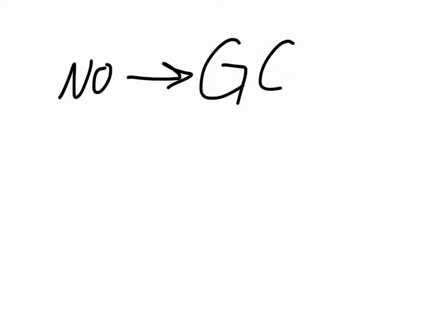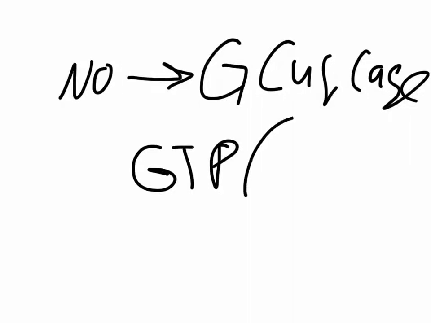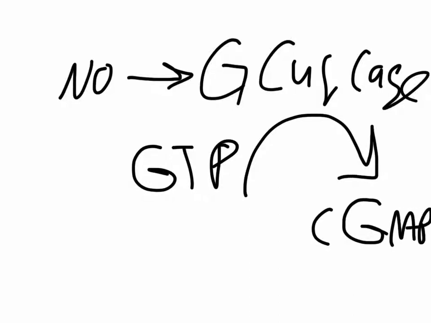And then you remember back from block 1, block 2, what happens? NO goes in and it stimulates something called guanylyl cyclase. And then with guanylyl cyclase, you'll remember there's this thing called GTP, and it gets converted into cyclic GMP, right? And cyclic GMP causes vasodilation, or it causes smooth muscle relaxation, right?